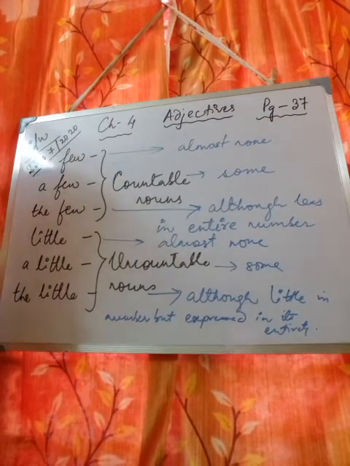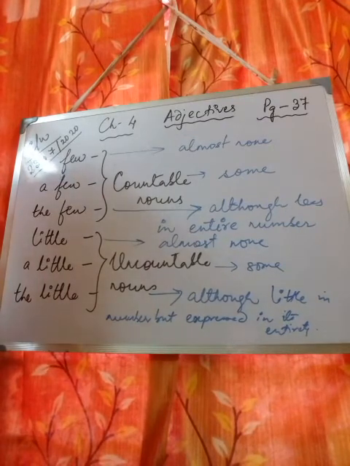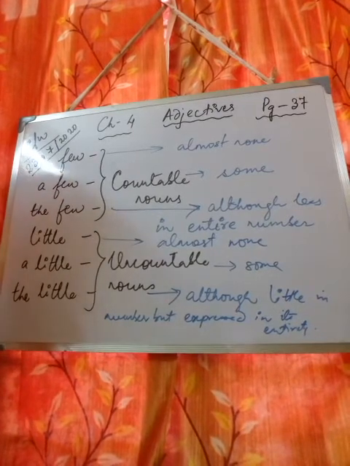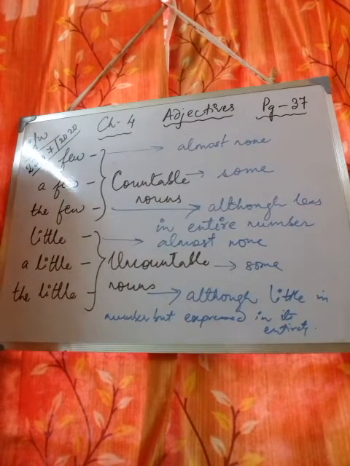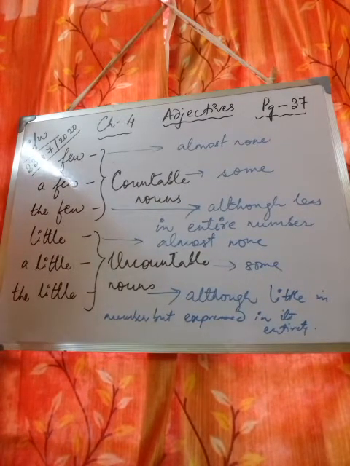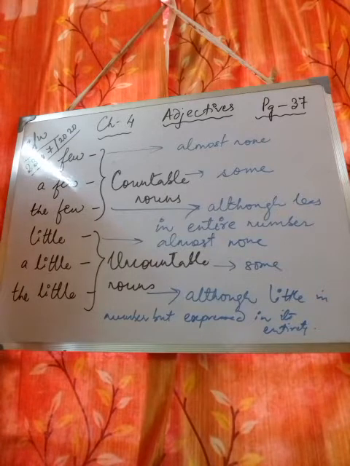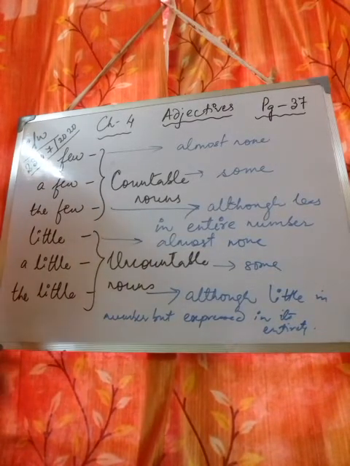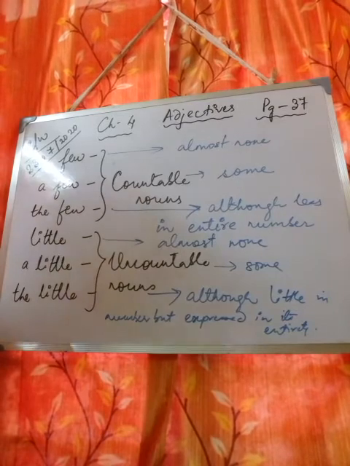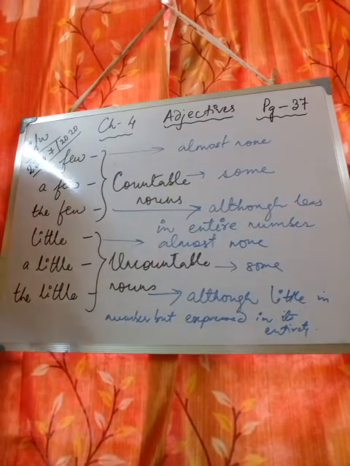So little juice, uncountable noun, juice, and the little is used as in the little milk that was left in the jug was all drunk by the cat. That means the milk was already little in amount, in quantity, and that entire quantity was drunk by the cat. So this is how we use few, a few, the few, little, a little, the little. Now moving on to many and much.